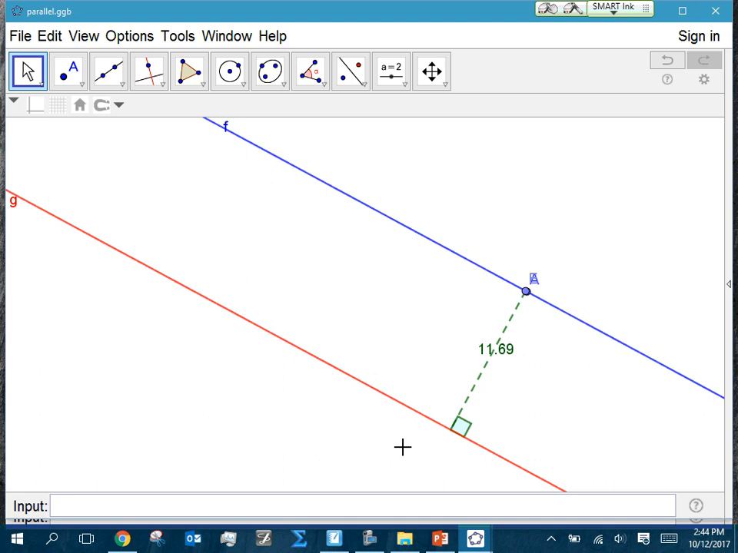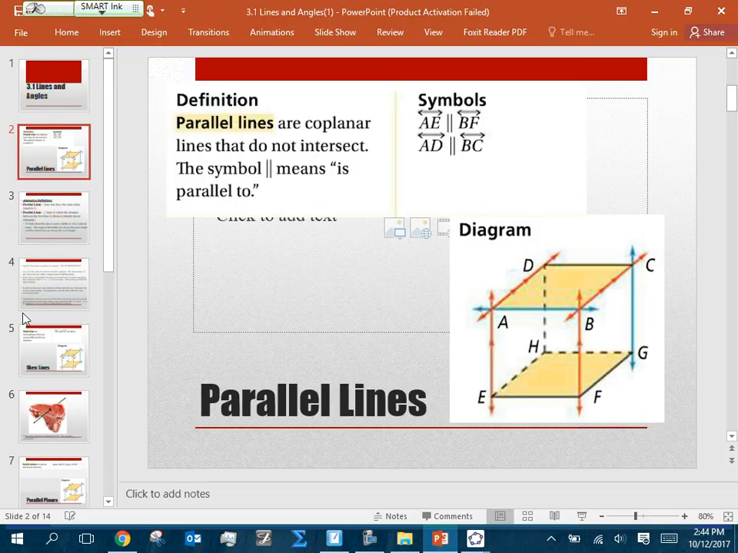So another phrase that you're going to hear me say, and you might hear in other courses, that defines parallelism is that it is when the distance between two lines is constant. Constant means doesn't change, right? So the distance between two lines being constant is another way of talking about parallelism.